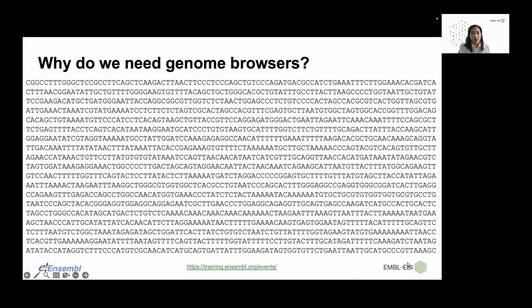But why do we need genome browsers like Ensembl? With sequencing becoming cheaper and faster, genomic data is piling up very, very quickly. But when sequencing data is produced, you get something like this, which is just a bunch of letters. So trying to read a genome without annotation data would be like trying to read a new language that you don't understand. It wouldn't mean anything to you. And this is what genome browsers are there for.